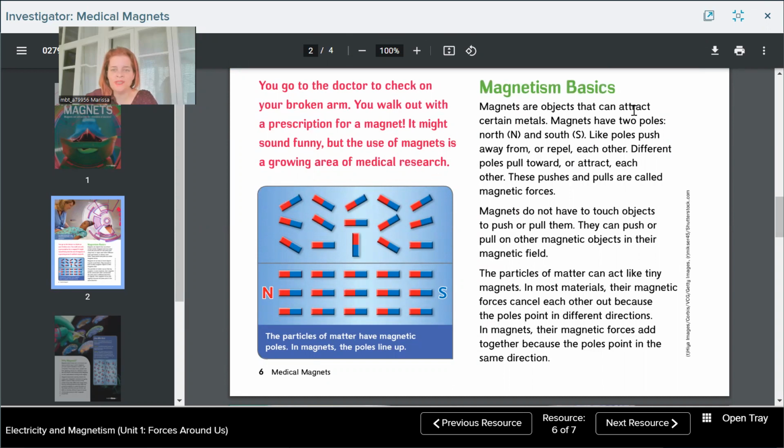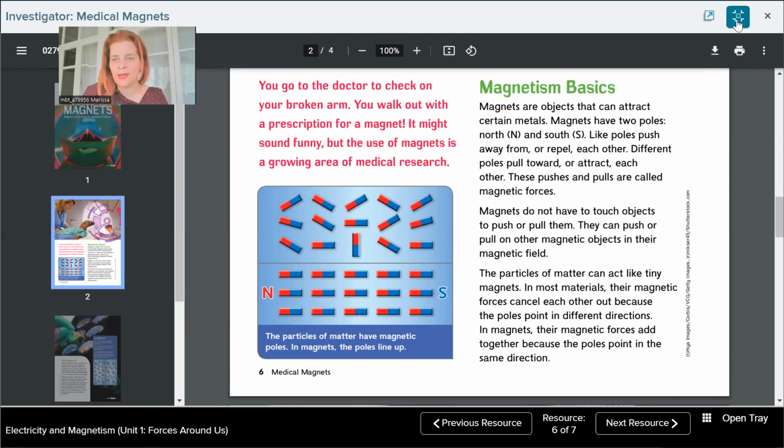Magnets are objects that can attract certain metals. Magnets have 2 poles, a north and a south. Like poles push away or repel from each other. Different poles pull toward or attract each other. These forces are called magnetic forces. So now you've talked about forces. Remember we talked about gravity? Gravity has a lot to do with the poles.